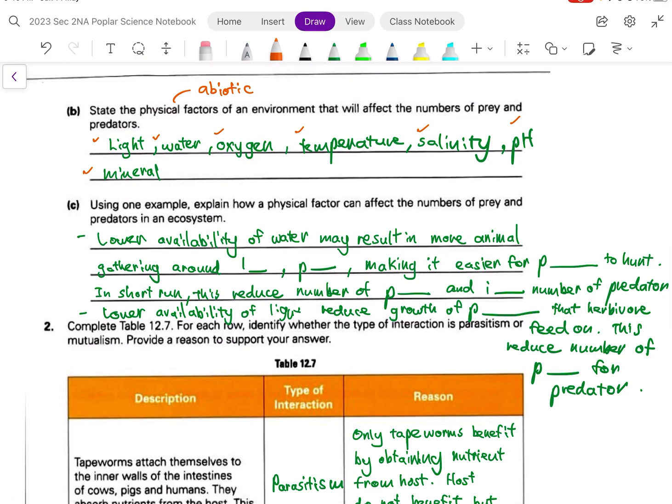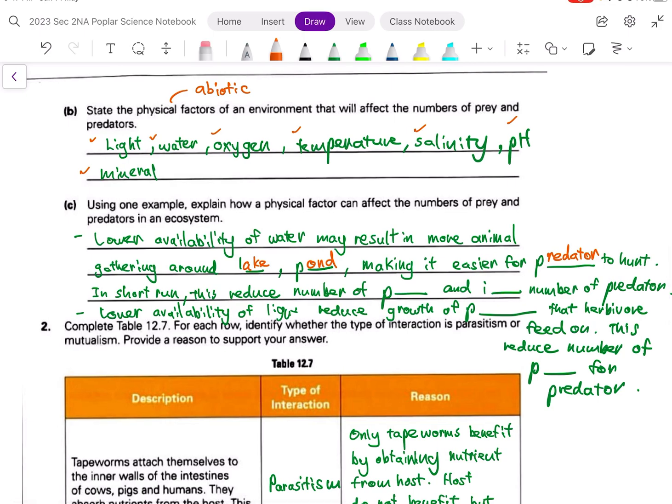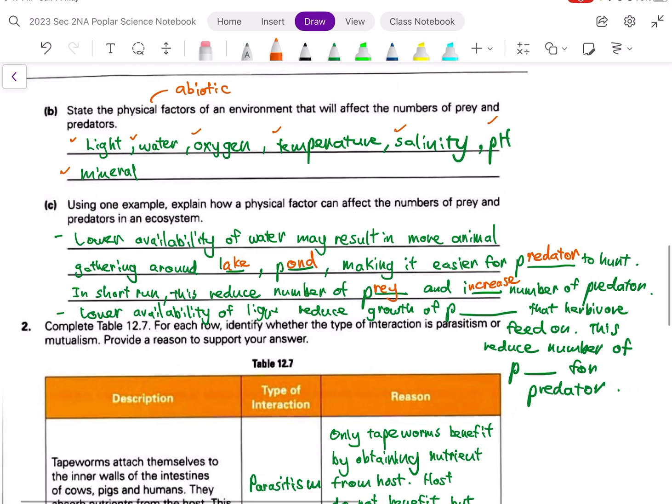Using one example, explain how a physical factor can affect the number of prey and predator. Maybe for example we use water. Usually lower availability of water may result in more animals gathering around lakes as well as ponds, making it easier for the predator to hunt. So in the short run, this reduces the number of prey and increases the number of predators.